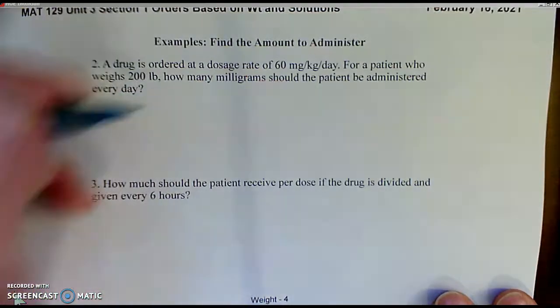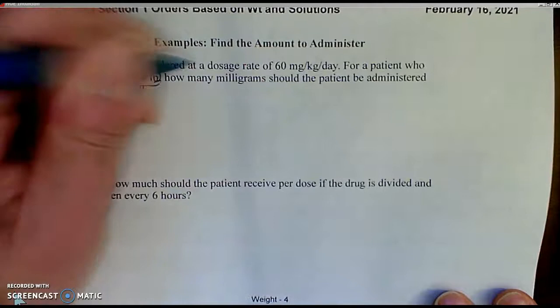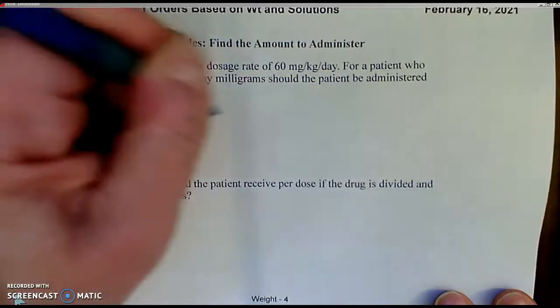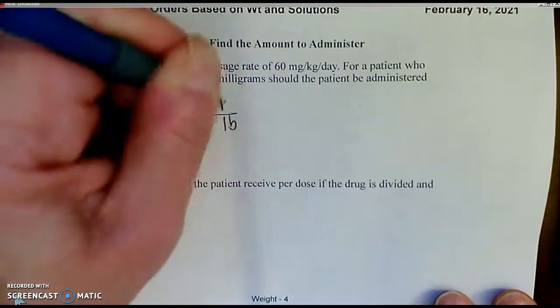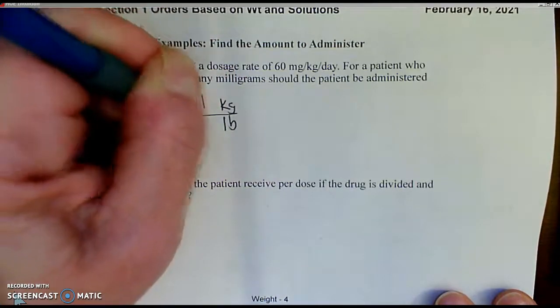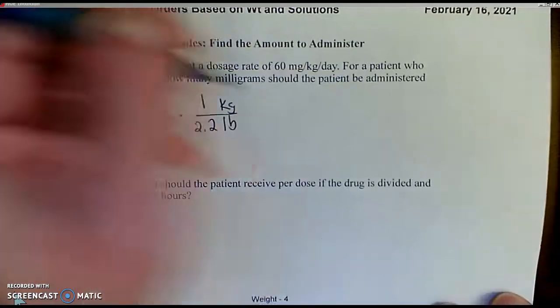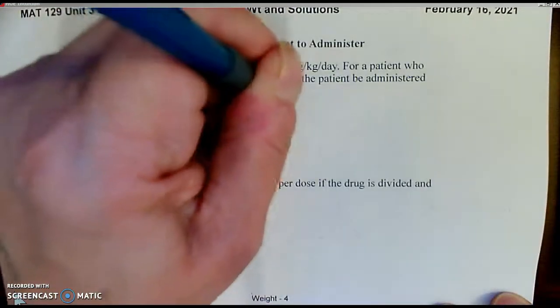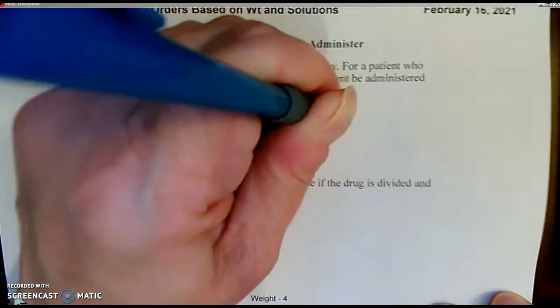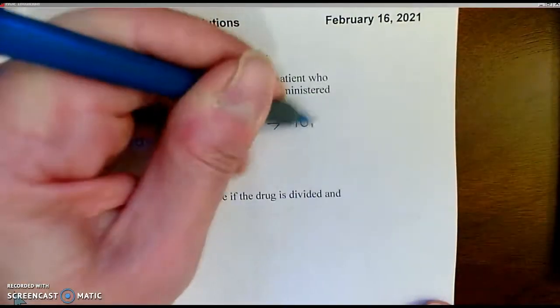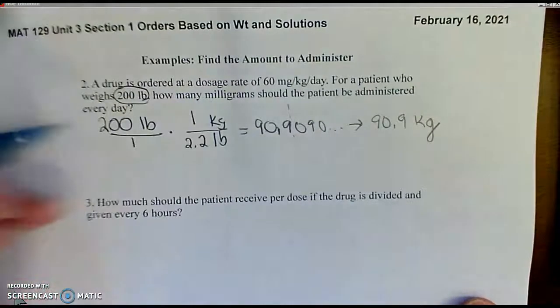So we need to start by saying, okay, it's in pounds. We need to convert it to kilograms. If it's already in kilograms, obviously you don't have to do this step. And pounds here, kilograms here. 1 kilogram is 2.2 pounds. So 200 divided by 2.2 is 90.90 repeating. So rounding that to the nearest tenth is going to be 90.9 kilograms.